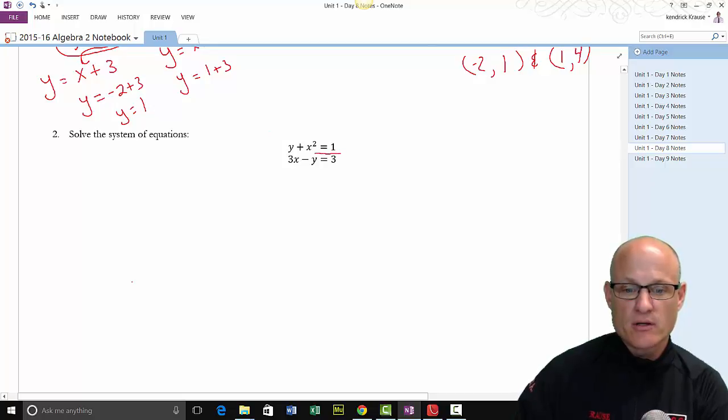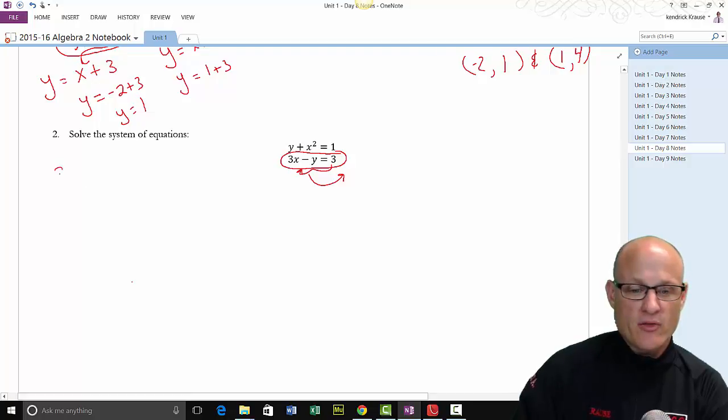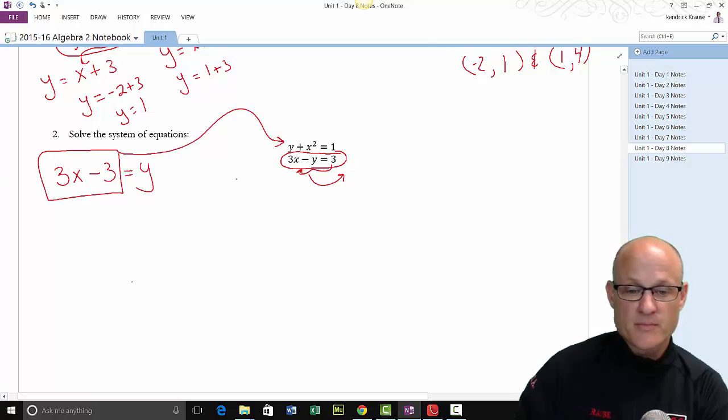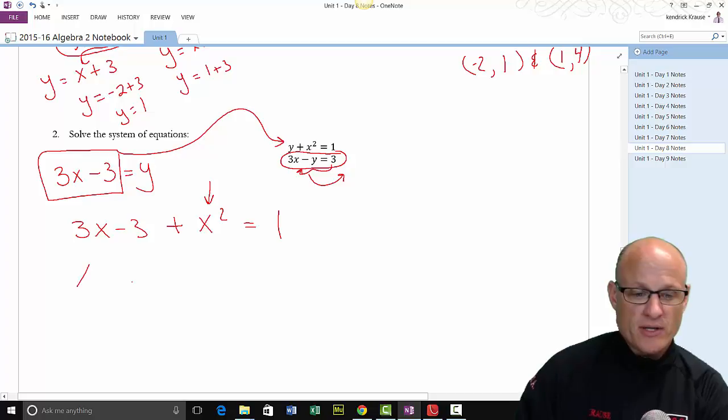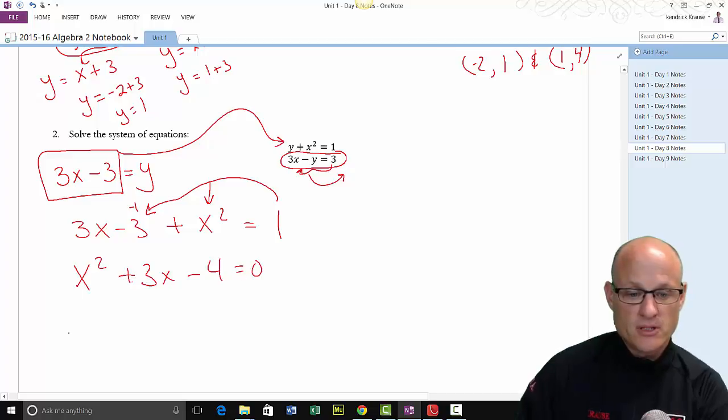I'm going to solve this one for y. So I'm going to move this over, and I'm going to move this back. So I get 3x minus 3, because that 3 comes over, equals positive y. So now I know what y is. So I get 3x minus 3 plus x squared equals 1. Again, your x squared always has to be positive. So I'm going to clean all this up: x squared plus 3x. And I'm going to bring this 1 over. Remember, when it comes over, it becomes negative 1. I'm going to put it with that one. So minus 4 equals 0.